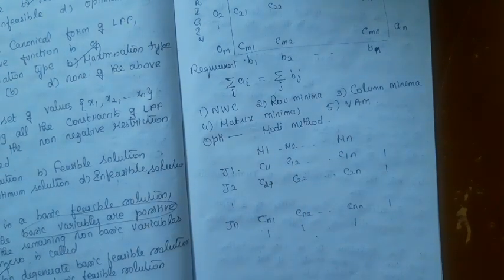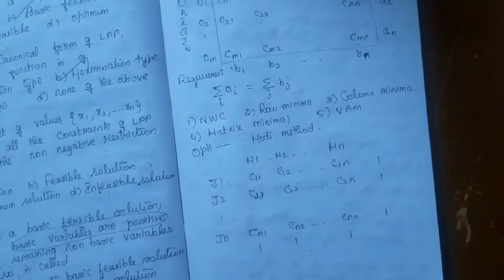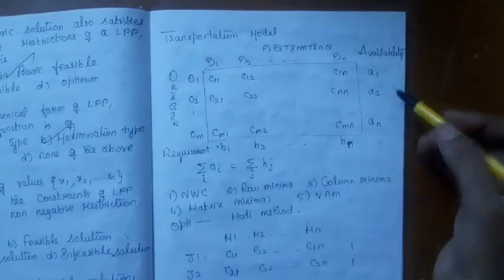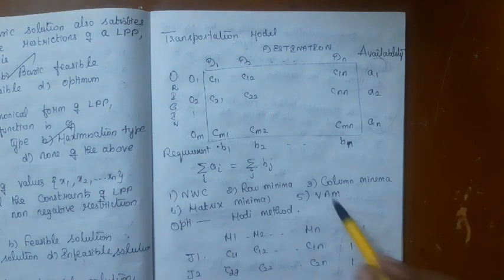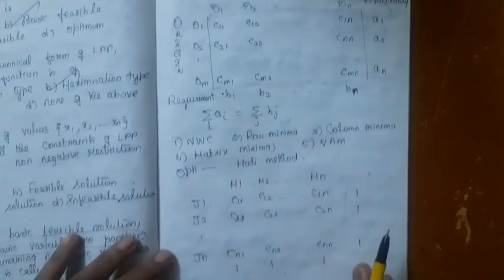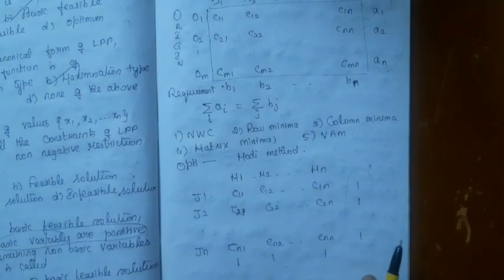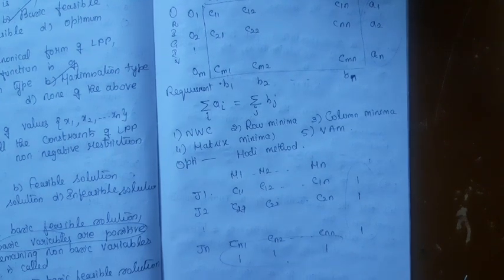The main difference between the transportation problem and the assignment problem is that in the transportation problem the availabilities are positive quantities, whereas here they are equal to 1. The requirements are also any positive integer quantity, whereas here they are all equal to 1. The rim requirements are all equal to 1. That's the main difference.